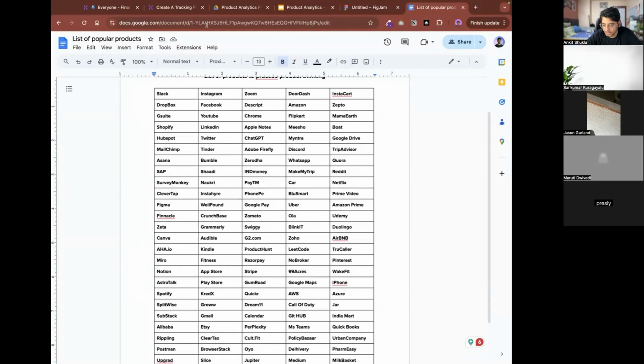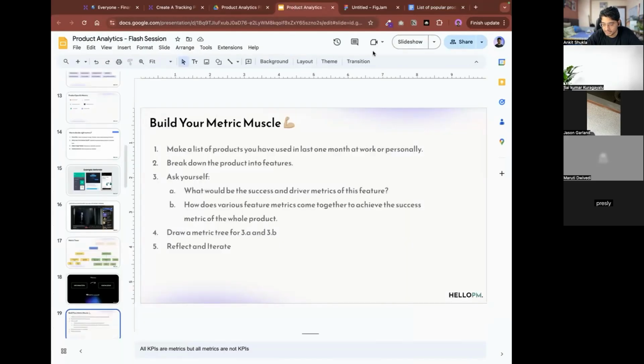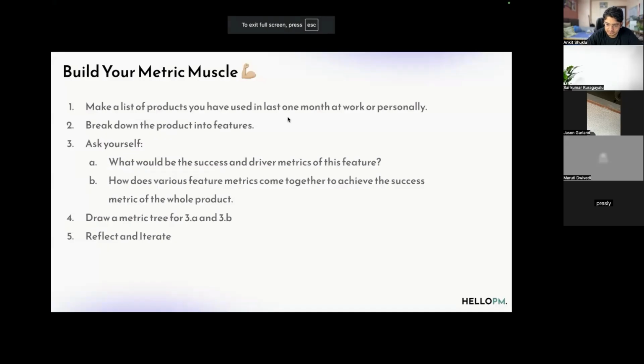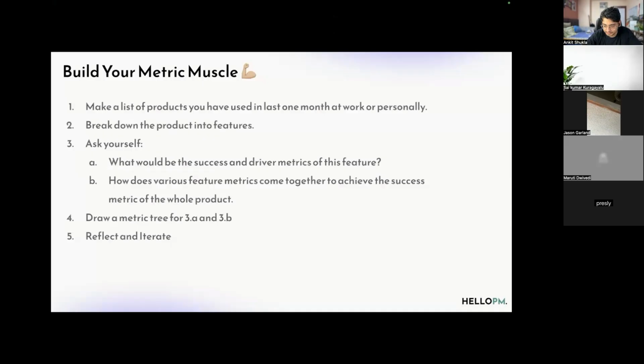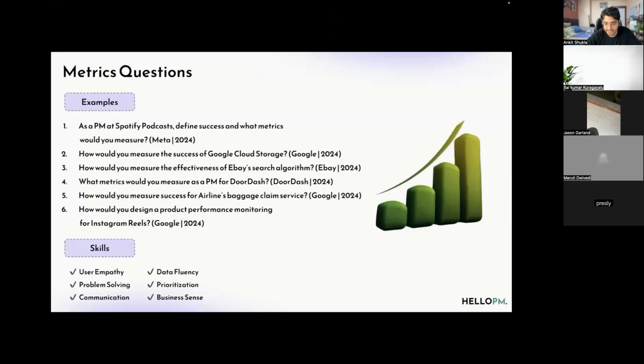Initially it will take you about half an hour daily for one feature, two features, but then it will take less time because you are now used to it.